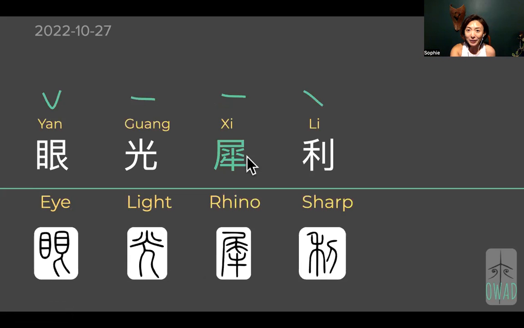So today we continue with 犀, but it's not rhino anymore. Well, in a sense, it came from rhino, but it does not stay with the rhino, its original meaning, anymore. 眼光犀利.